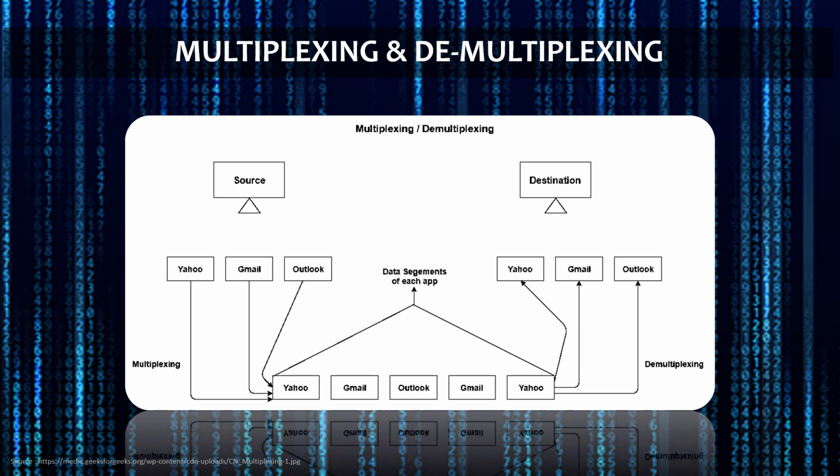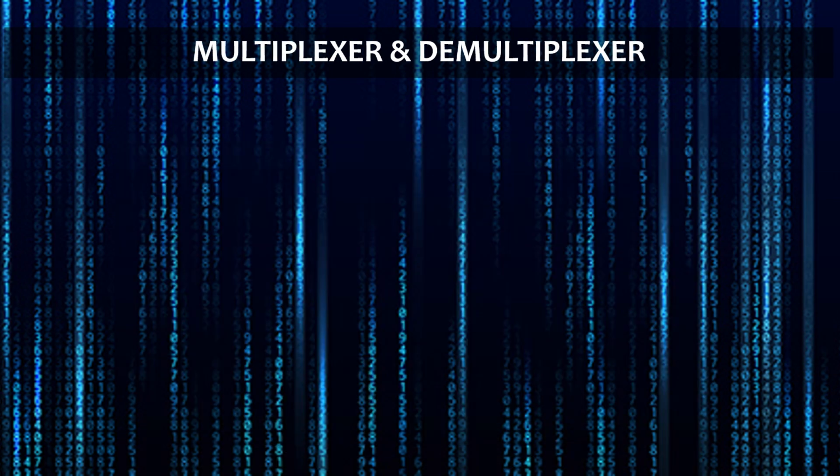Now the question is, who will perform these two processes, multiplexing and demultiplexing? For that we have a multiplexer and demultiplexer, and that we will learn in the next slide. Now we know the process of multiplexing and demultiplexing, and it's time to know about the multiplexer and demultiplexer.